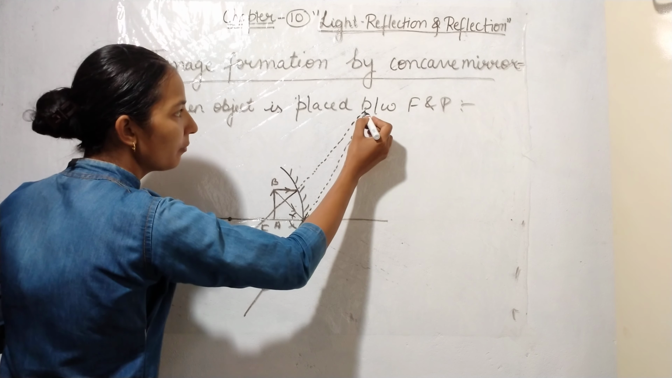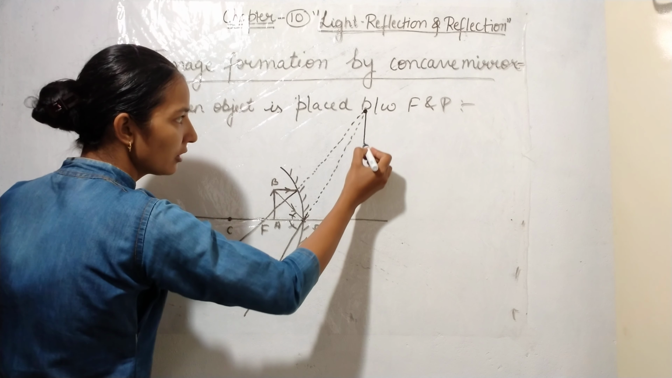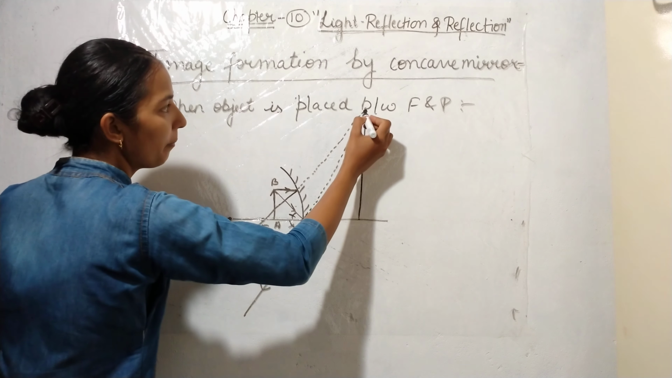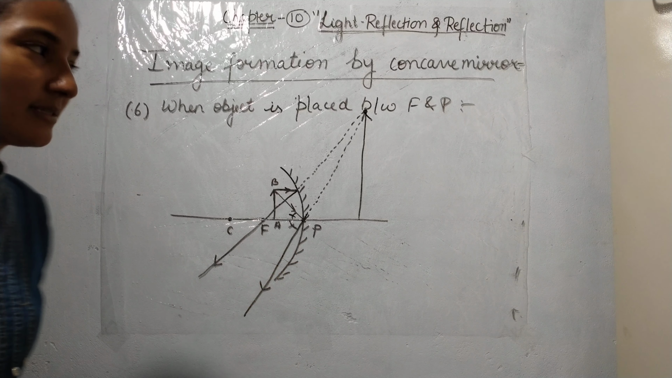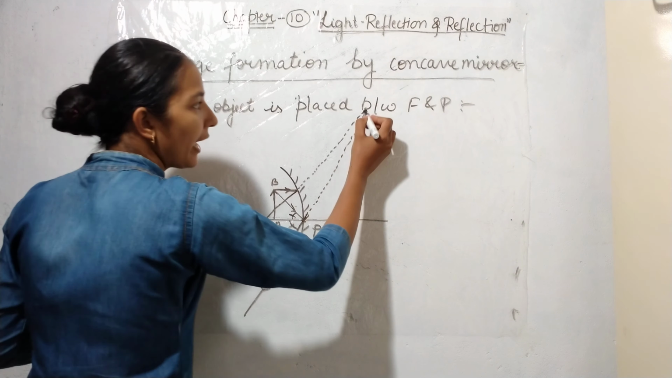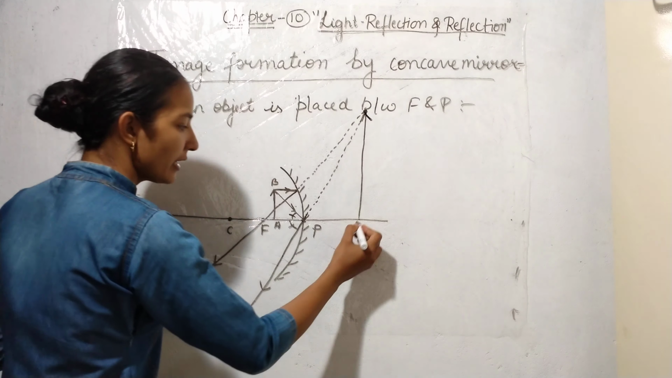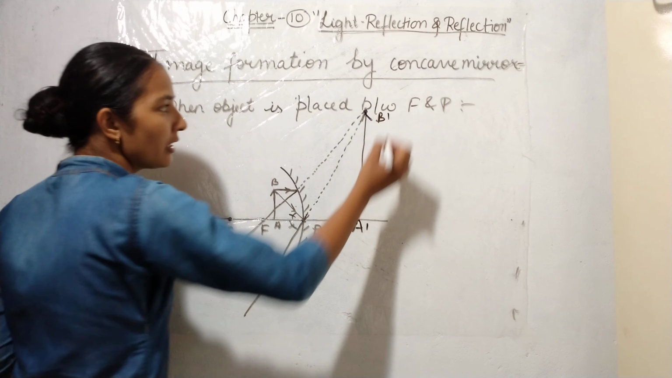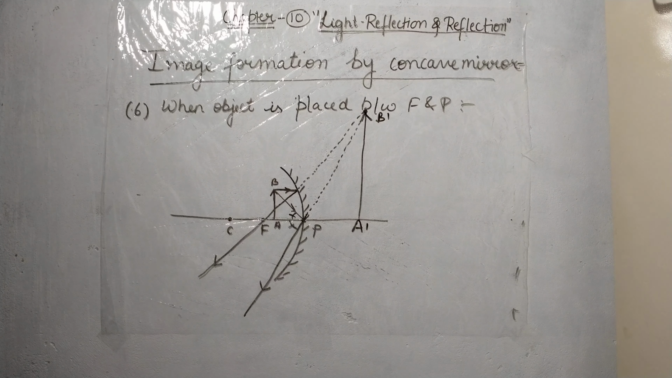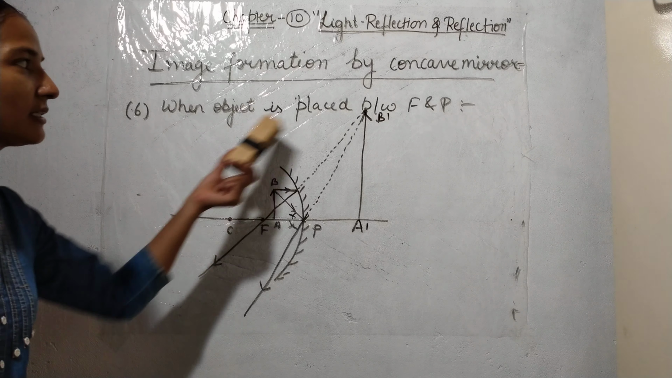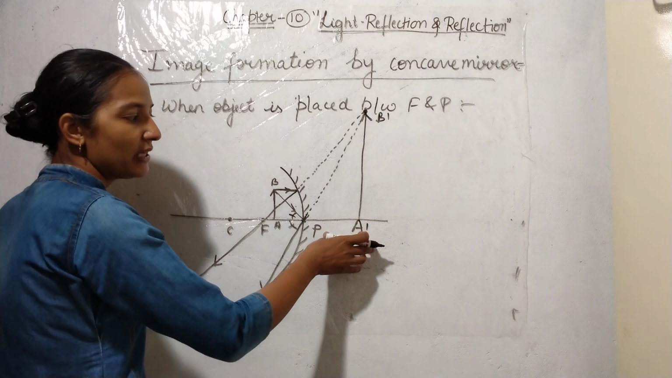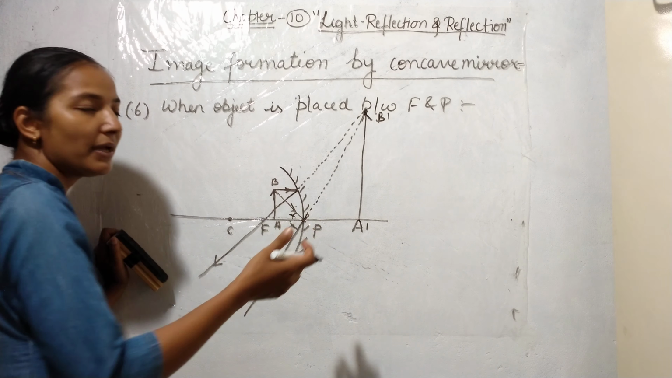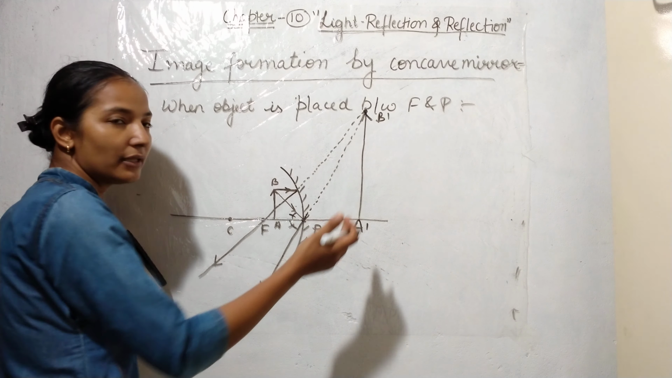Wherever both the rays meet, we will draw a perpendicular over the principal axis and put an arrow. This is A dash and B dash. In this way we form the image when the object is placed between focus and pole. So this is the image. The image will be formed like this. The image will appear to be formed behind the mirror.